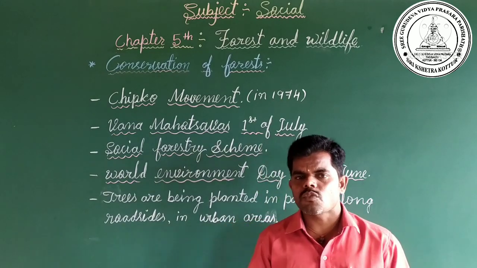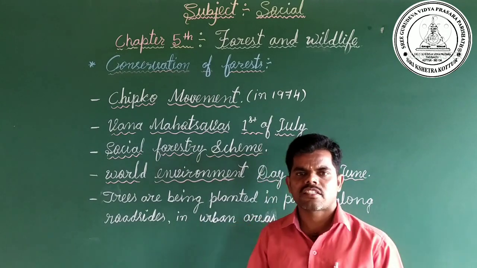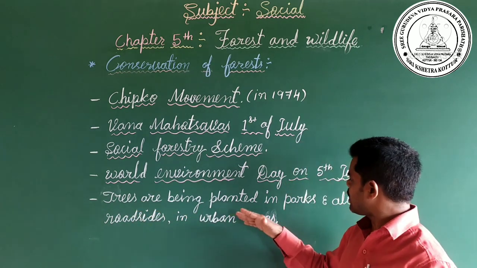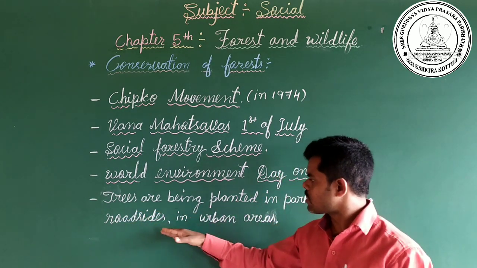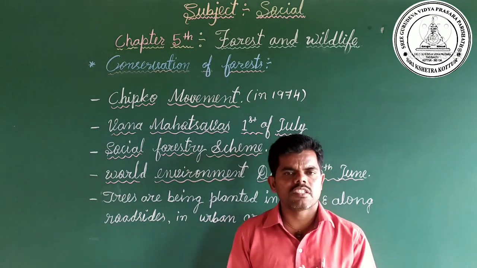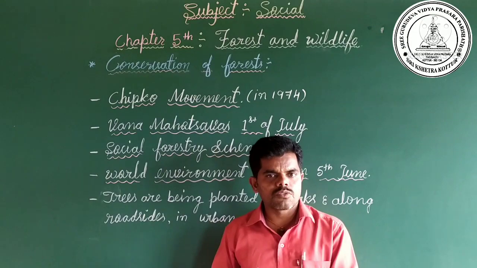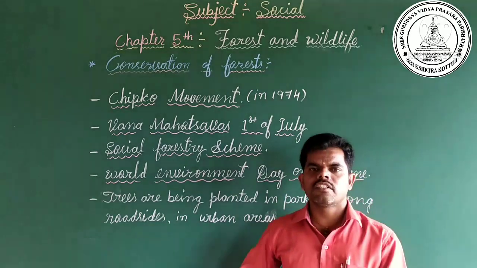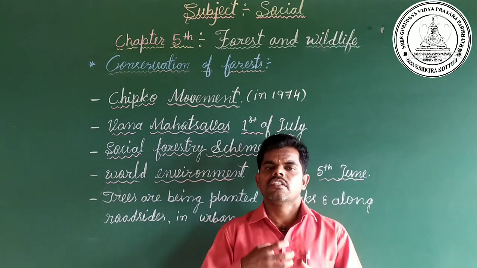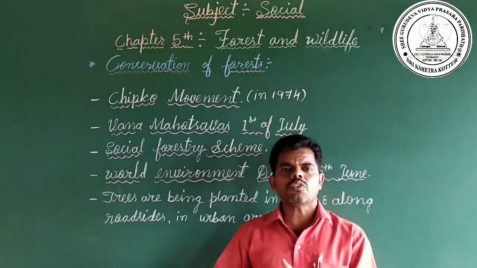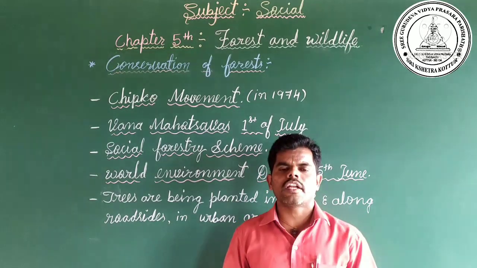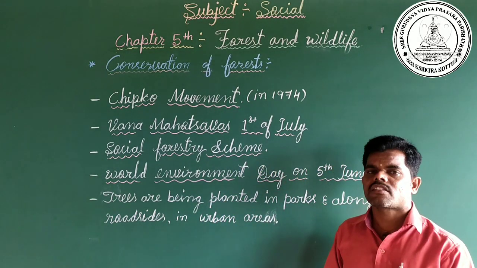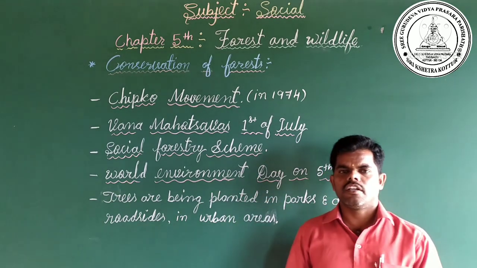That is also one of the important schemes our government has taken to conserve the forest. The last point is that trees are being planted in parks and along the roadsides in urban areas. You might have seen this in cities and towns. In urban areas, on roadsides and in parks, the government has given permission to plant more trees. These are the important schemes our government has taken.